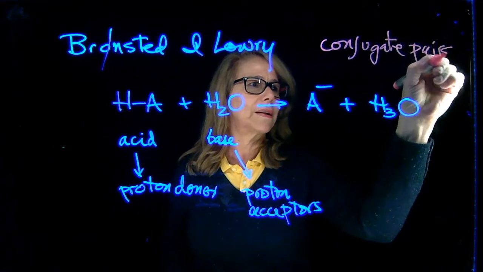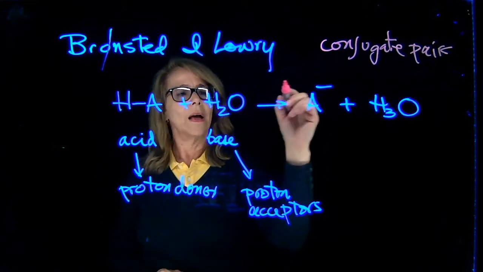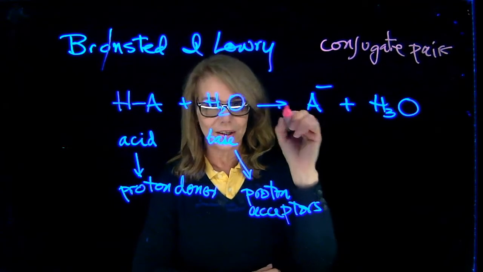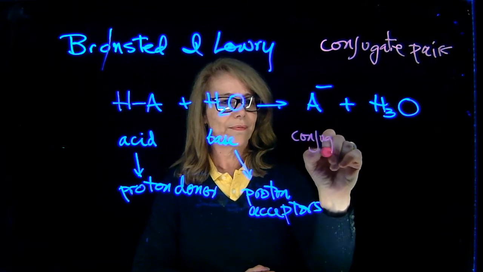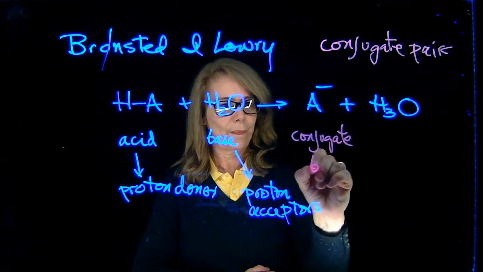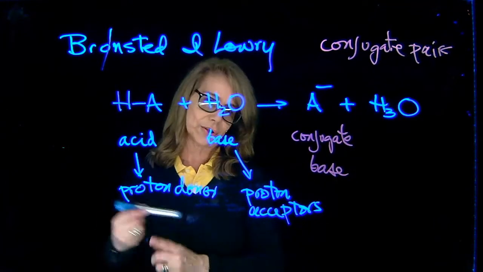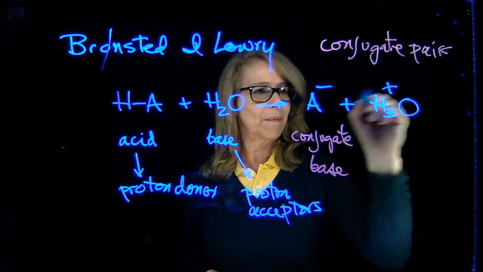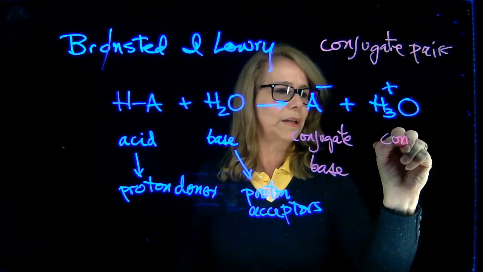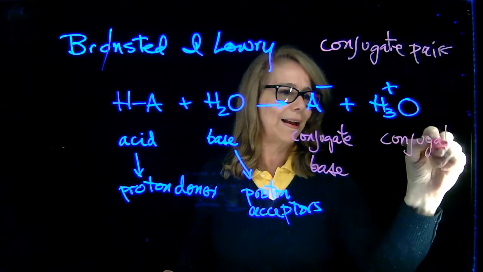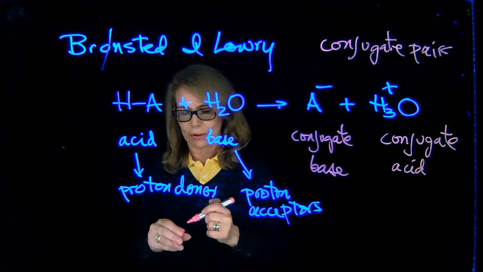Notice that when I did this reaction with a generic acid and I had the acid and the base, we formed this species. Here we're going to call this species the conjugate base. And this species we're going to call, oh, I'm missing a formal charge. Here we go. So this species is called the conjugate acid. So that is the general thing in Bronsted-Lowry.